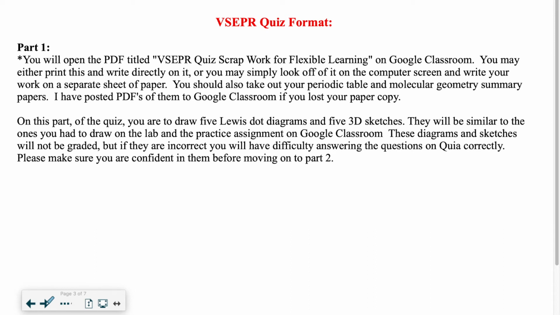This is the part of the quiz where you're going to be drawing your 5 Lewis dot diagrams and then 5 3D sketches. They're going to be very similar to the ones that you had to do in either the lab or the VSEPR practice assignment from Classroom. The diagrams and sketches are not going to be graded, so your total score is only going to come from the questions that are actually on Kia. But if you do these diagrams incorrectly, you're going to have a really hard time answering those questions on Kia correctly. So please make sure that you are confident in these diagrams, you're sure that they are correct before you move on to the Kia portion.